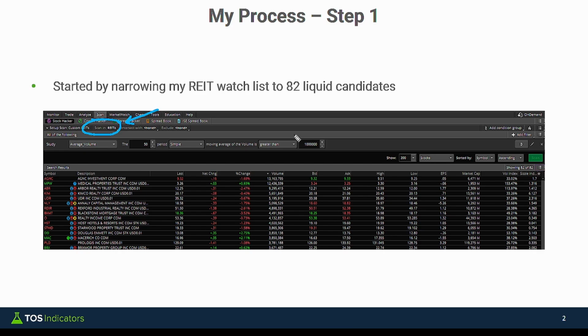So to filter out those illiquid ones, I added a very simple average volume study filter here, saying, hey, filter out all of the candidates which don't have an average volume of at least 1 million shares per day. That narrowed our list down to just 82 REITs, which we could dive deeper into.